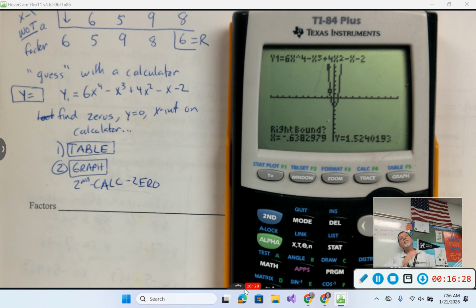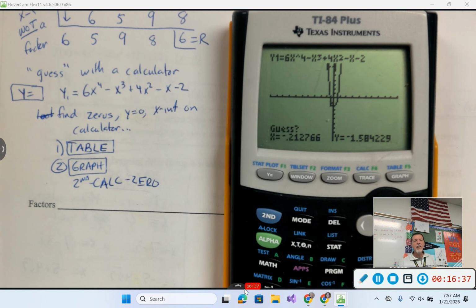Right bound means get to the right of the 0. So scroll over until you're past the 0. Again, you're just doing this visually. Press enter again. And then when it says guess, you can just hit enter again. And it thinks for a moment. And there is one of our zeros.